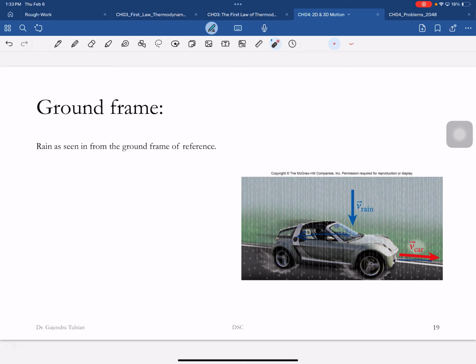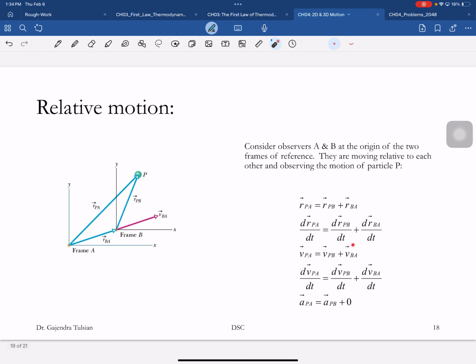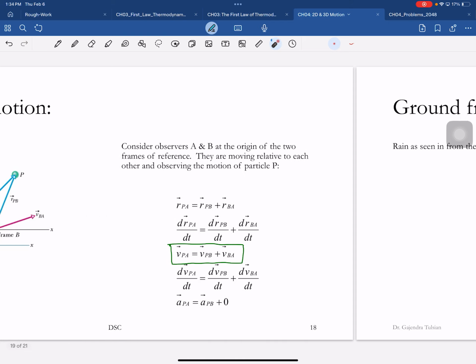All right, so this is what we'll be interested in. In a lot of our problems, this is the only formula we'll use. And what this formula says is the velocity of an object in frame A is equal to the velocity of the object in frame B plus the velocity of frame B with reference to A.